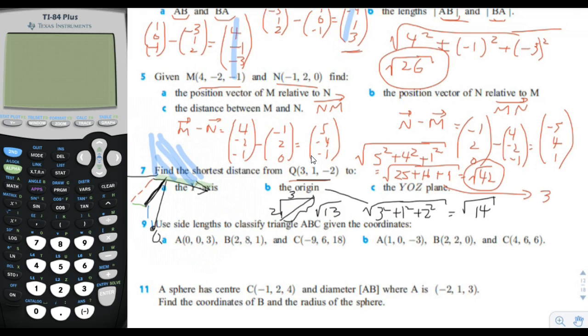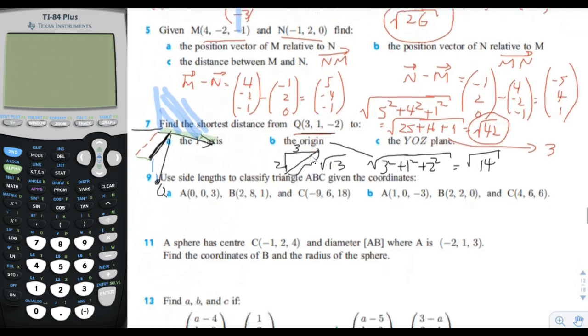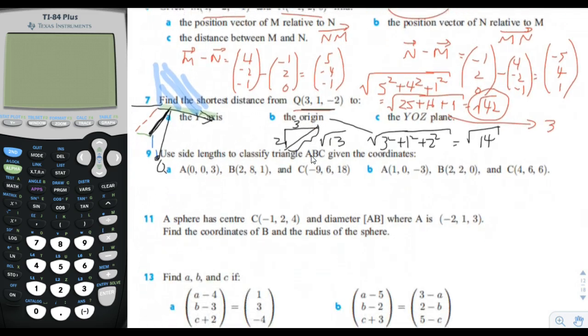Moving on to number 9. Use side lengths to classify the triangle ABC given these coordinates. Okay, so it's giving us 3-dimensional coordinates for points A, B, and C. And we're going to decide whether these triangles are certain types of triangles. I guess there's 2 ways of doing that. One is with side lengths, and the other is with angles.